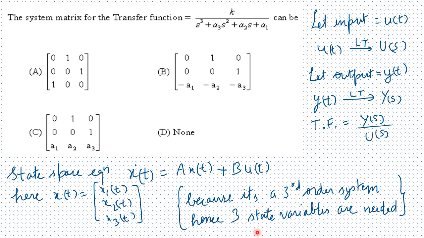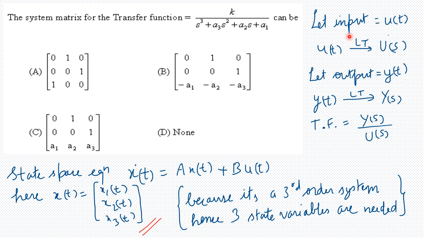Why? Because it is a third order system, and you can see that order by looking at the highest power of the denominator. So the highest power is 3, hence 3 variables are required. Let us say these variables are x1 of t, x2 of t and x3 of t. Once we define the variables, let us define the input and output.